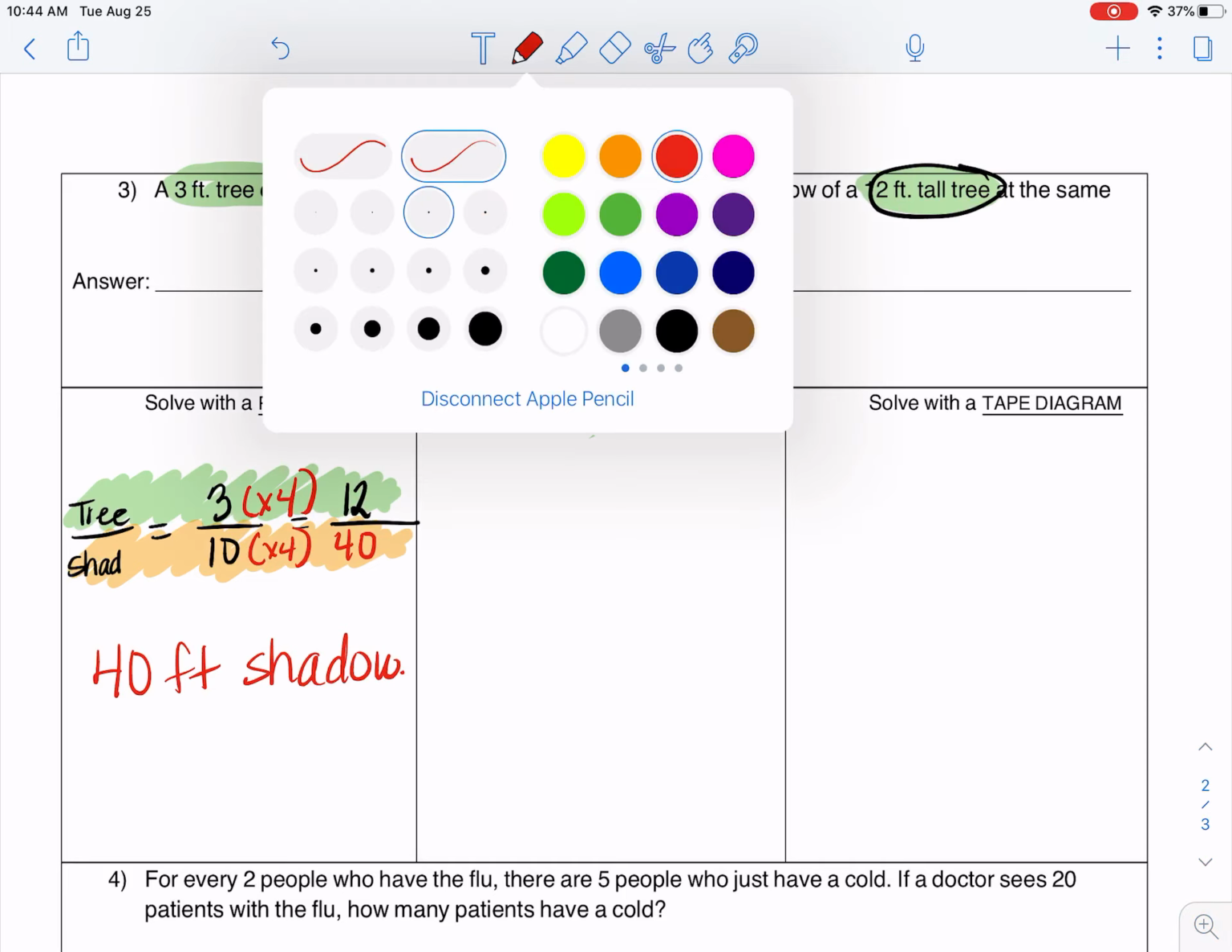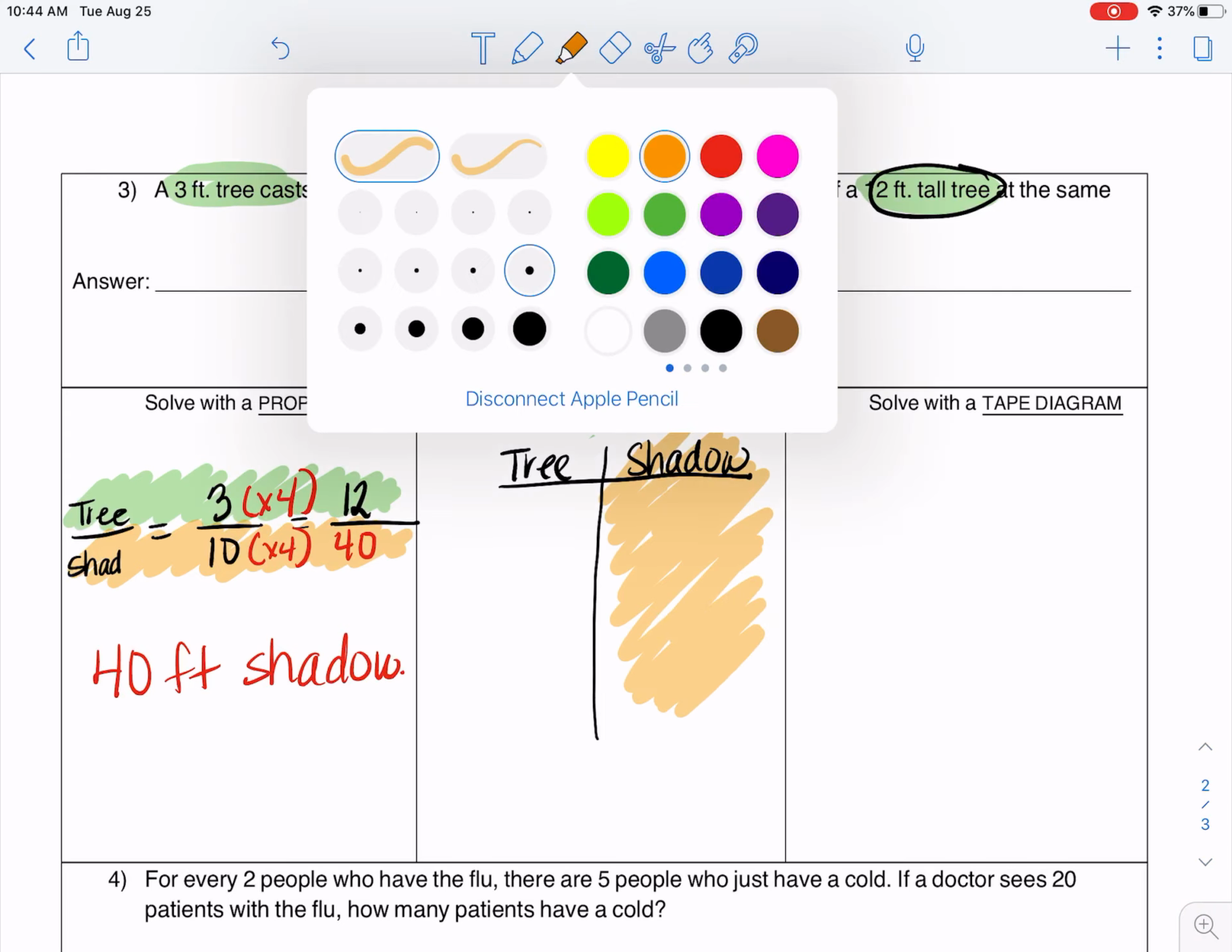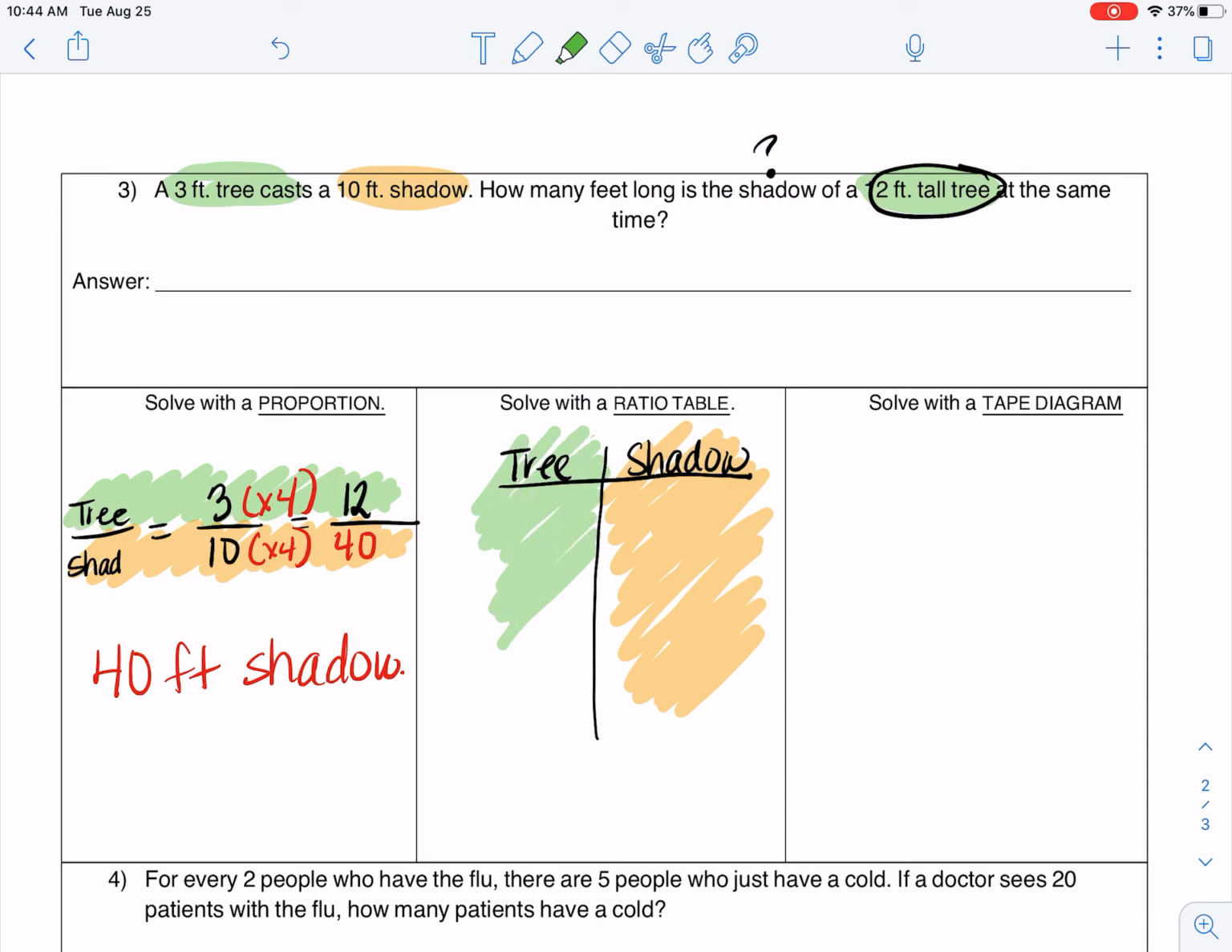Now let me go to my table. Oops, black. So I'm going to draw a table. I'm comparing tree again to shadow. Okay, everything that has to do with shadow should be on my right side. Everything that has to do with tree should be on my left side. So I'm going to start with the first ratio. So this ratio right here is what I want to start with. Okay, 3 to 10. So I'm going to start with a 3-foot tree and a 10-foot shadow.